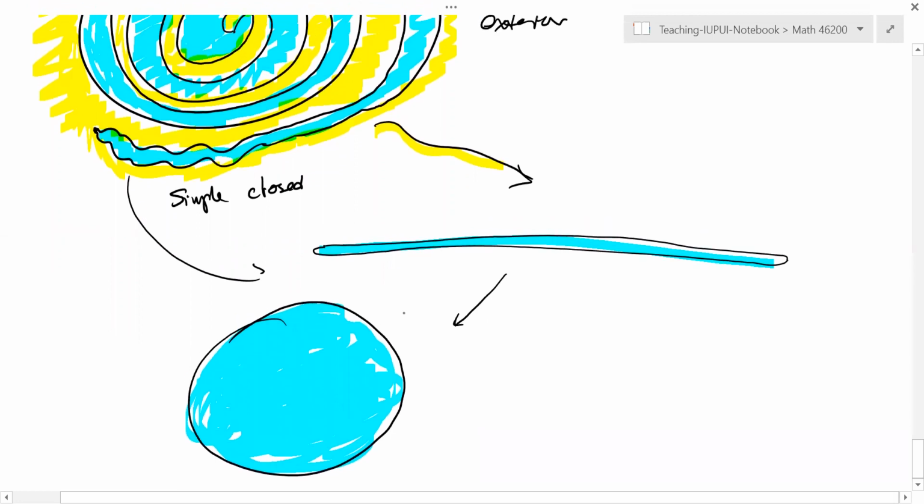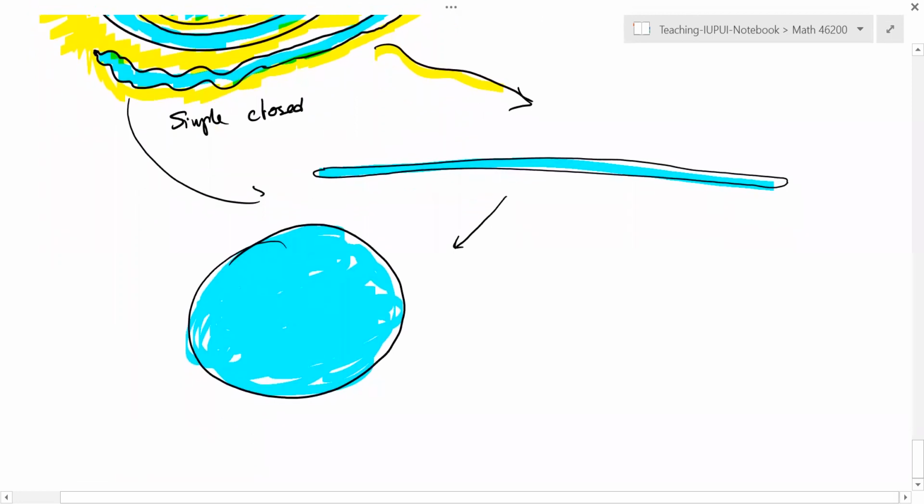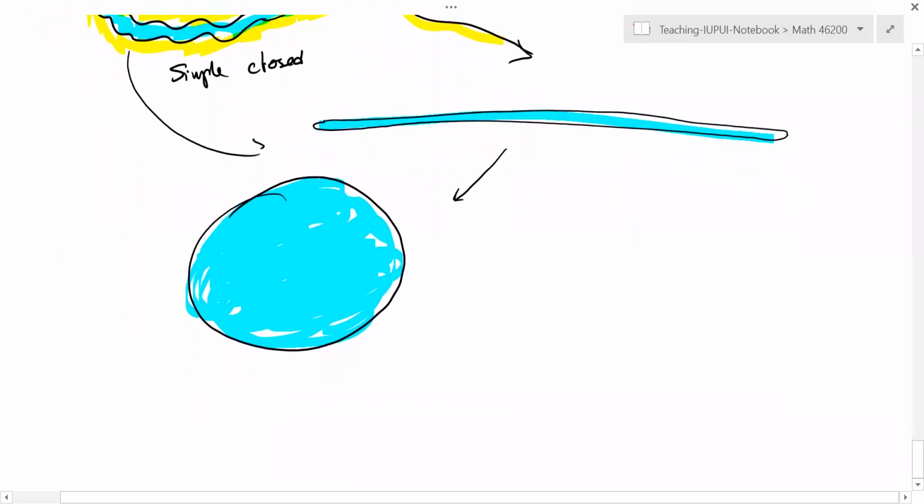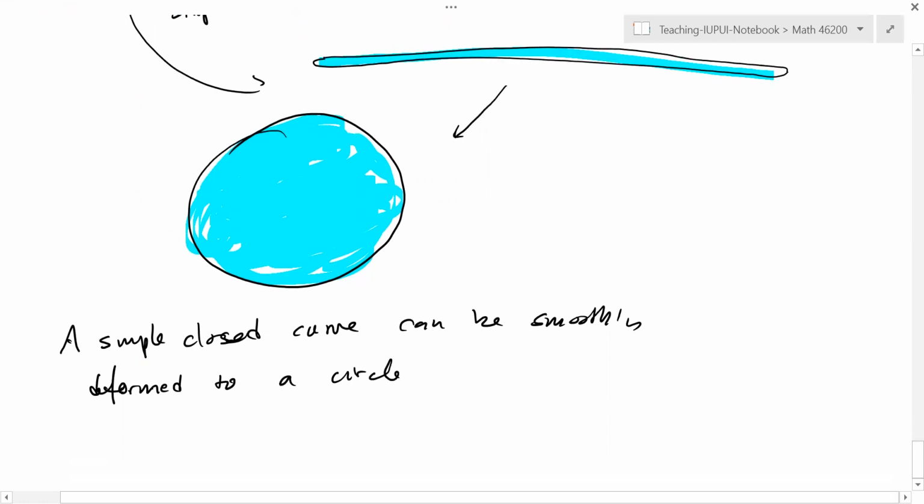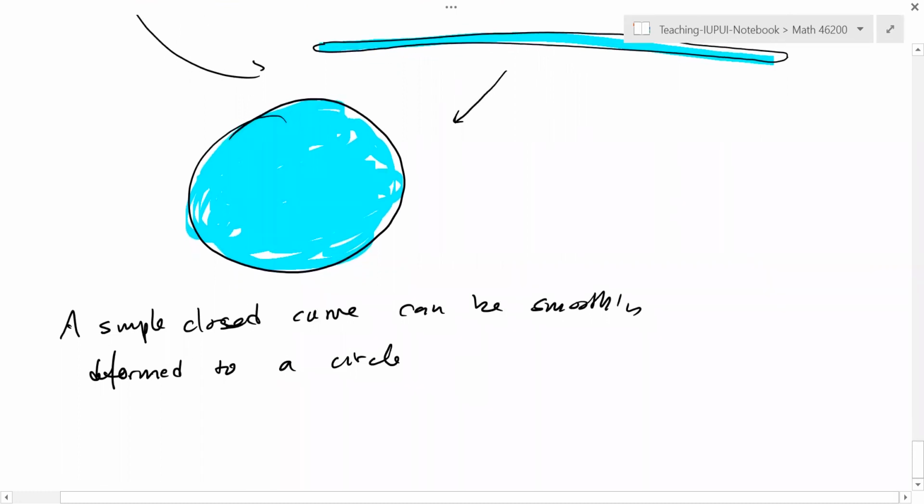One can smoothly deform a simple closed curve to a circle, without touching each other, without intersection.